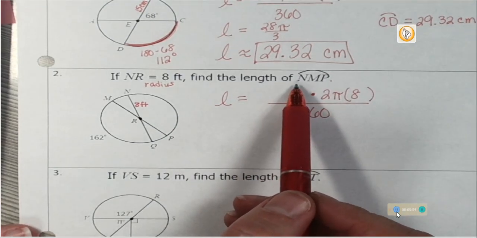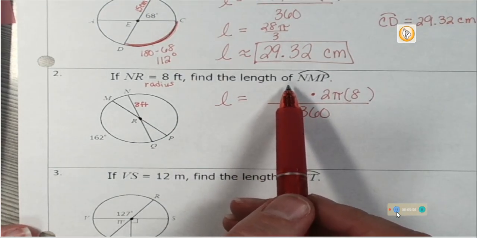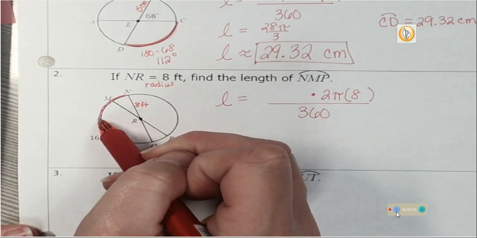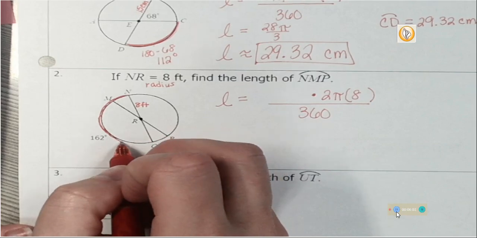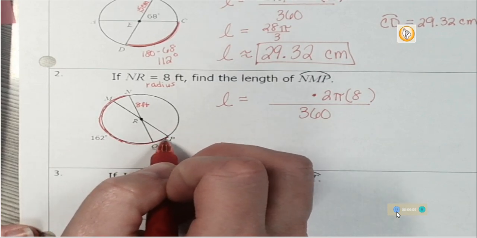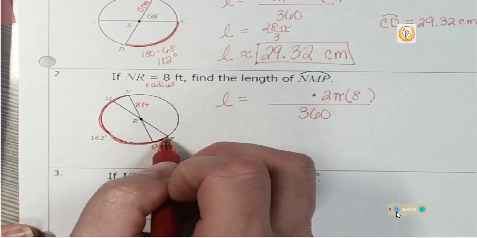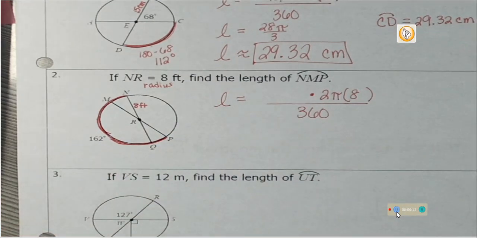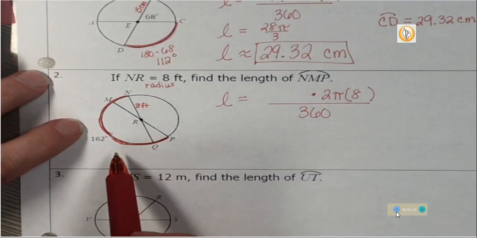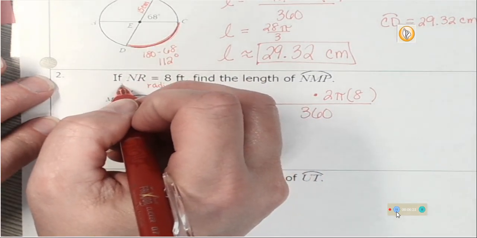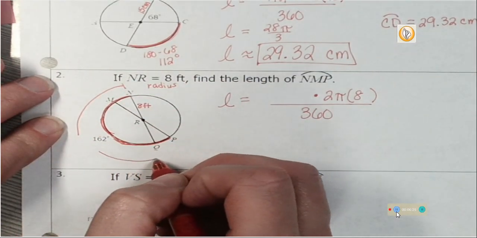Find the length of NMP. Okay, from N to M, all the way around to P. Alright, so I got NMP. Is NMP a semicircle? Nope, it's a little more. It's a major arc, okay? I've got to figure out all the way from N all the way around the circle to P.